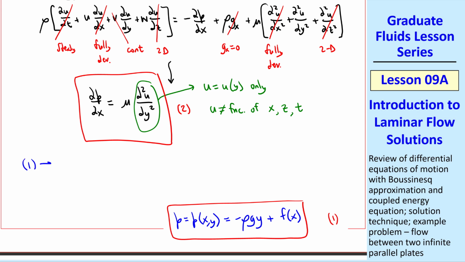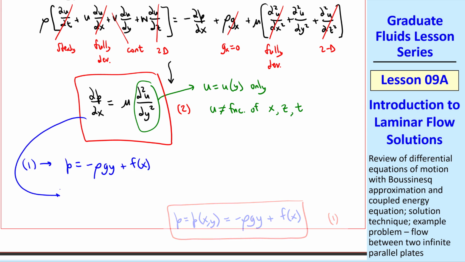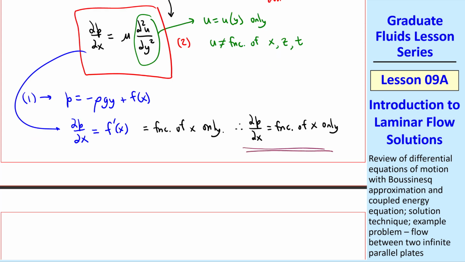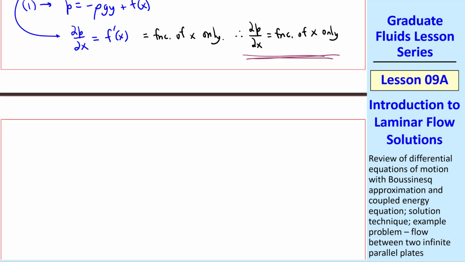Let's go back to equation 1 and take the x derivative, where this term does not contribute, and this one gives f prime of x. Well, f prime of x is a function of x only. Therefore, ∂P/∂x, on the left side of the equation, must also be a function of x only. But now we have a problem. ∂P/∂x is a function of x only, but here ∂P/∂x is a function of y only. How can this be?